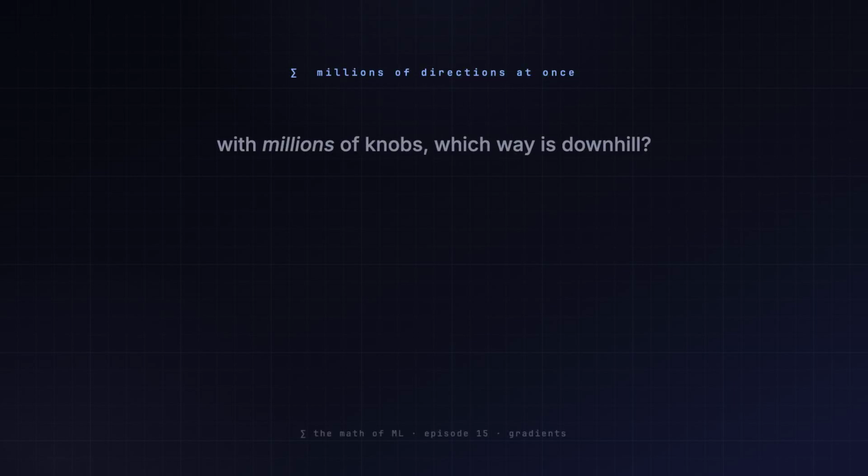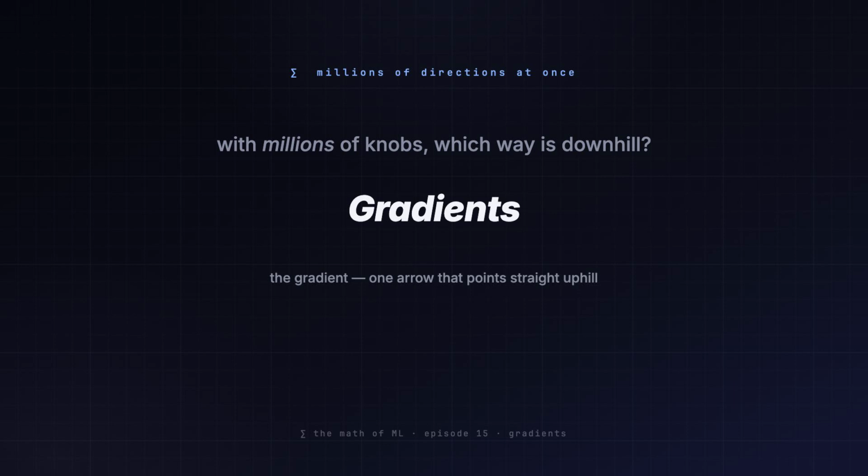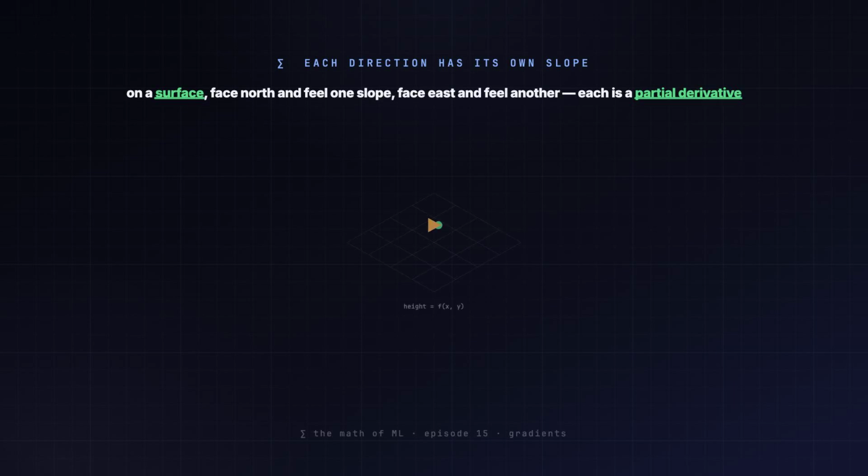Last time, one input gave us one slope, but a model has millions of knobs. So, how do we find the downhill direction when there are millions of directions at once? Imagine standing on a real landscape, not a curve, a surface with hills and valleys.